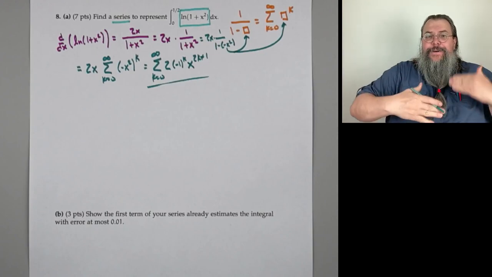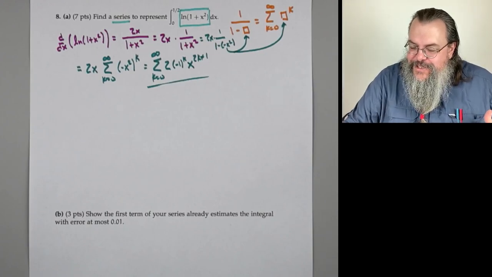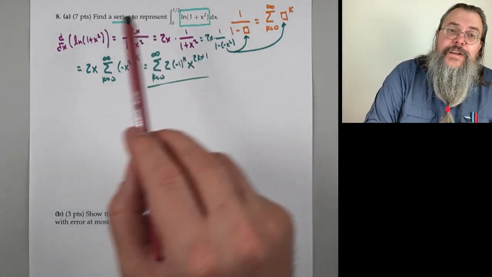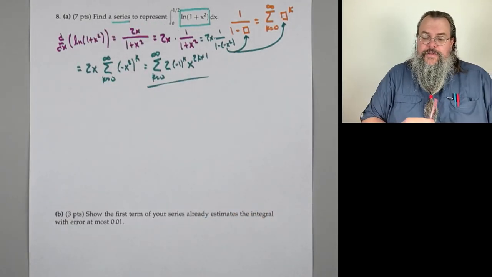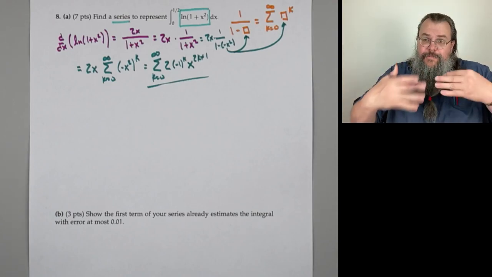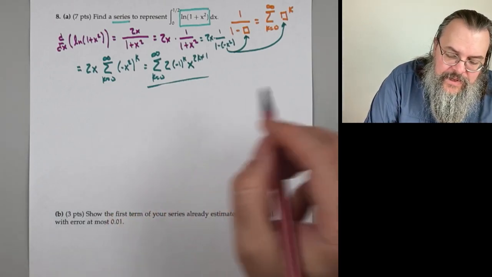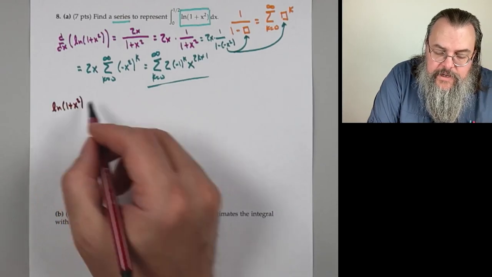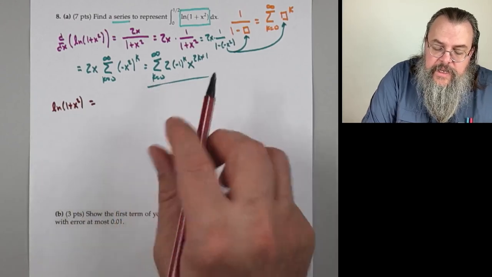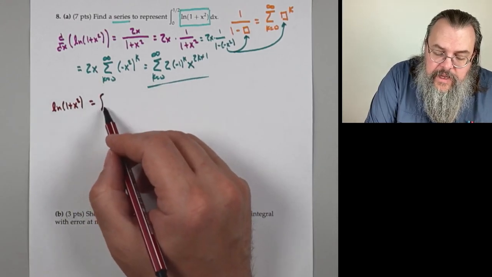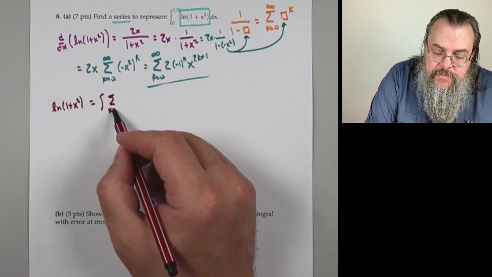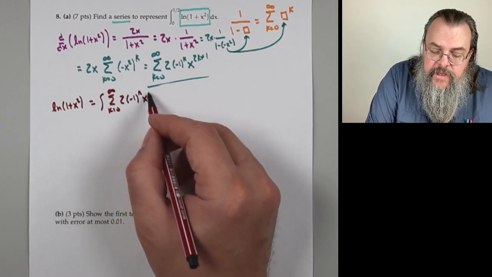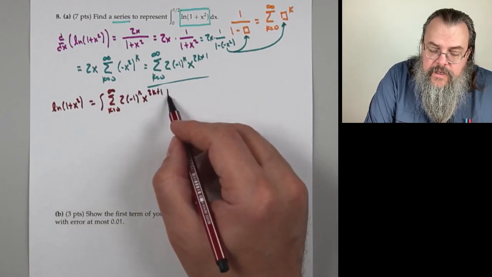Now we gotta work backwards. What's our issue? Well, this is not the log of 1 plus x squared, it's the derivative of log of 1 plus x squared. So to get rid of the derivative, we integrate. So that says log of 1 plus x squared is the antiderivative of the sum, 0 to infinity, 2 times minus 1 to the k, x to the 2k plus 1.